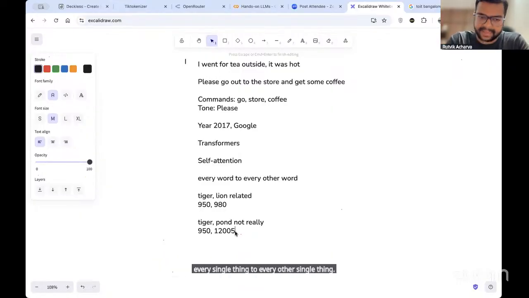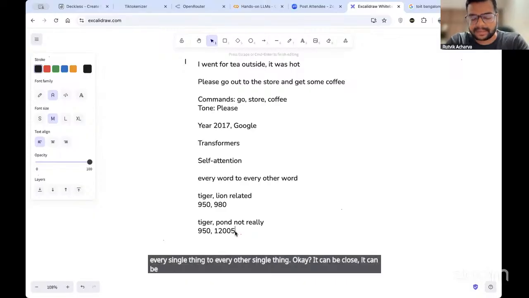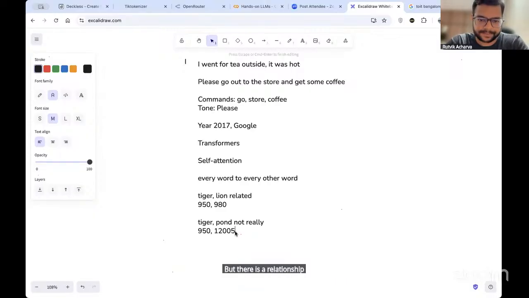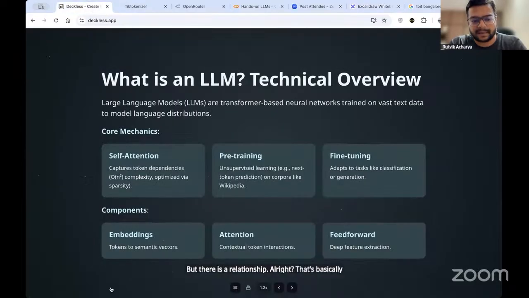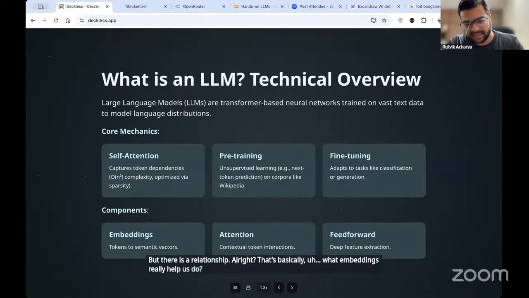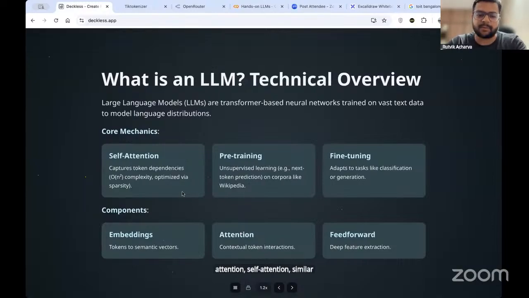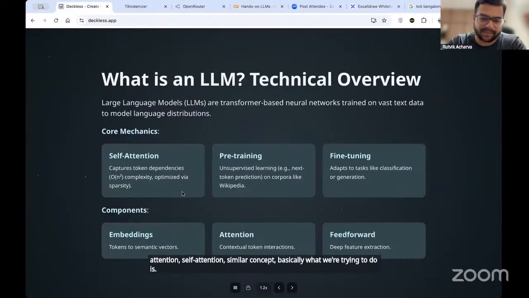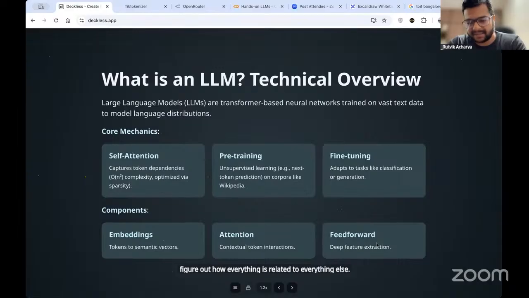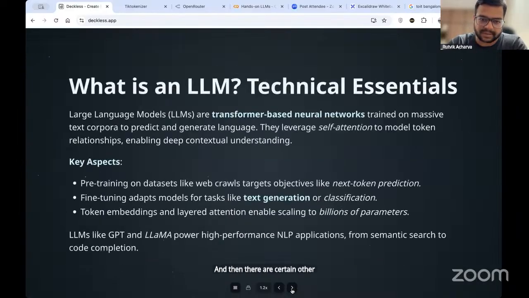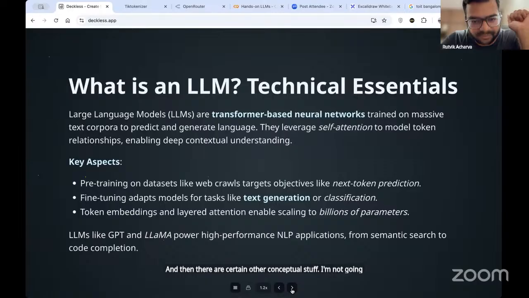Okay. It can be close, it can be far, but there is a relationship. All right, that's basically what embeddings really help us do. Attention, self-attention, similar concept. Basically, what we're trying to do is figure out how everything is related to everything else. And then there are certain other conceptual stuff. I'm not going into the details for that.